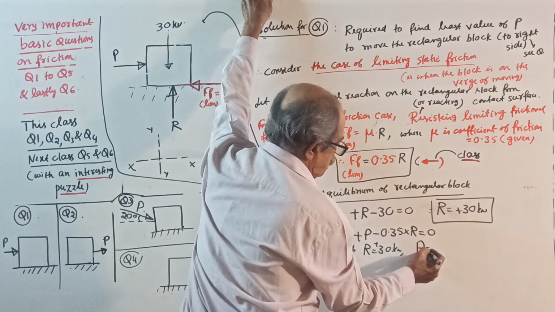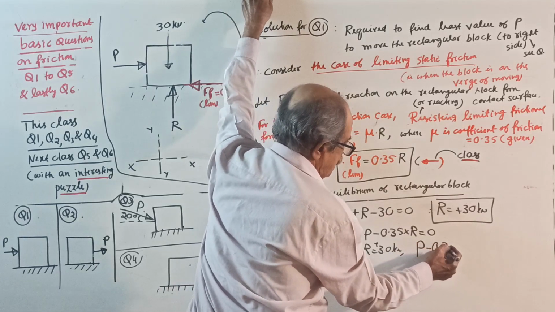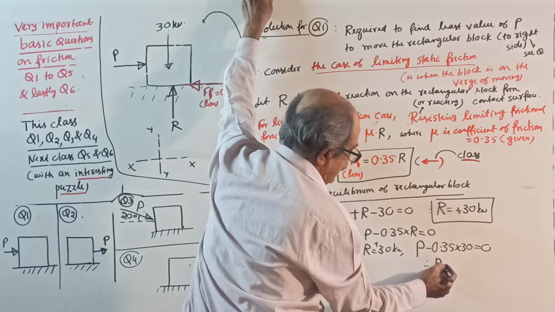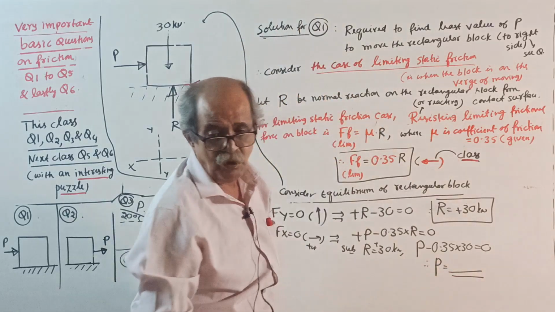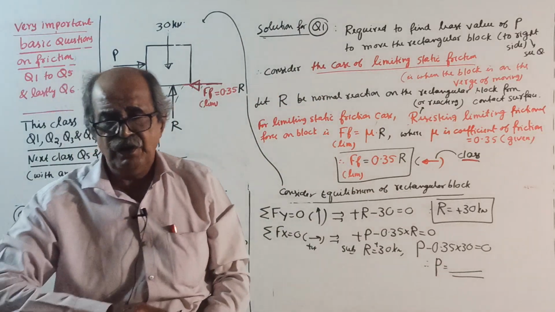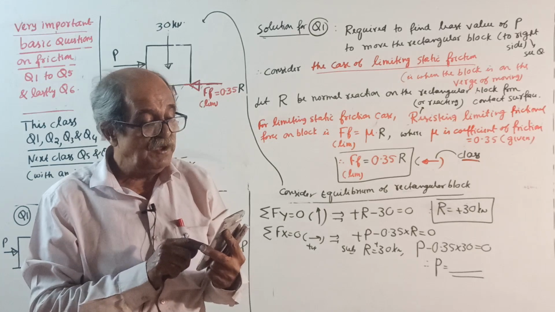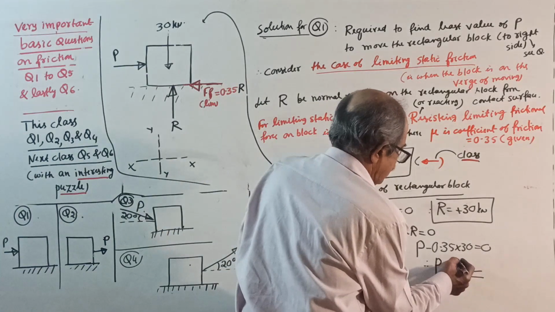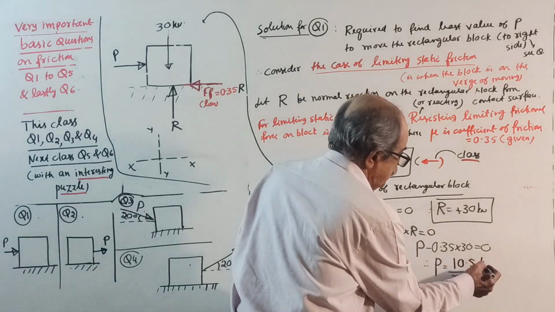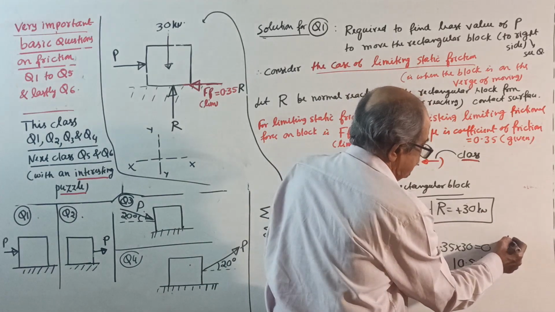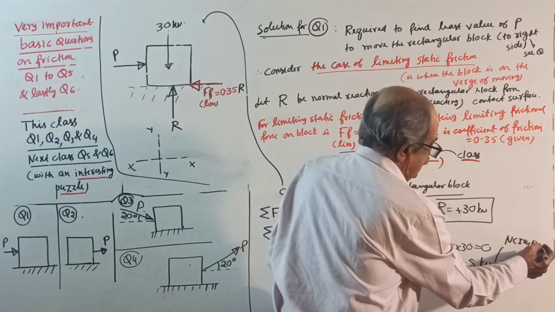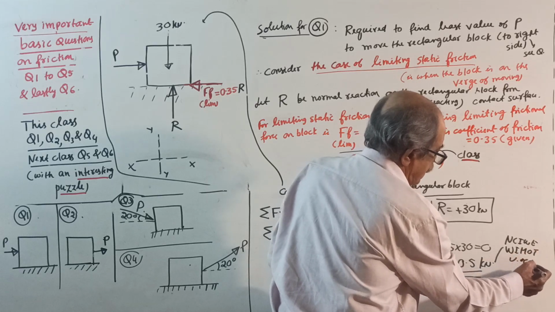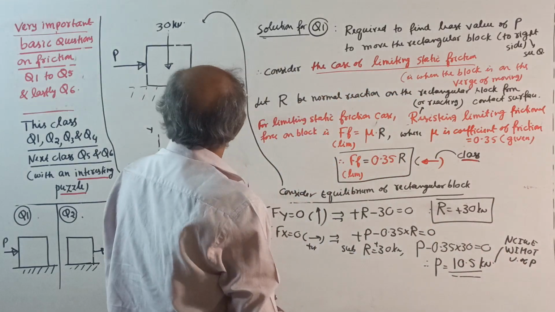We get P minus 0.35 into 30 equal to 0. Therefore, the value of P for this question is 0.35 into 30, which is 10.5 kilonewton. Next class I will explain the meaning of this value of P. Till that time, wait. So, our first question is over.